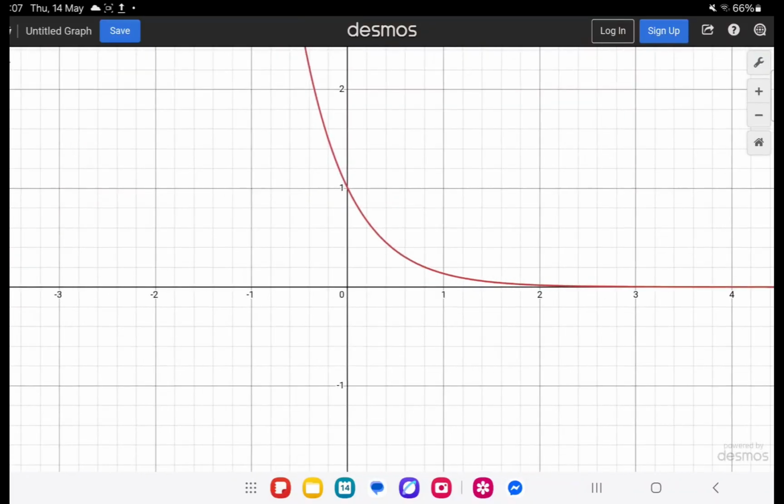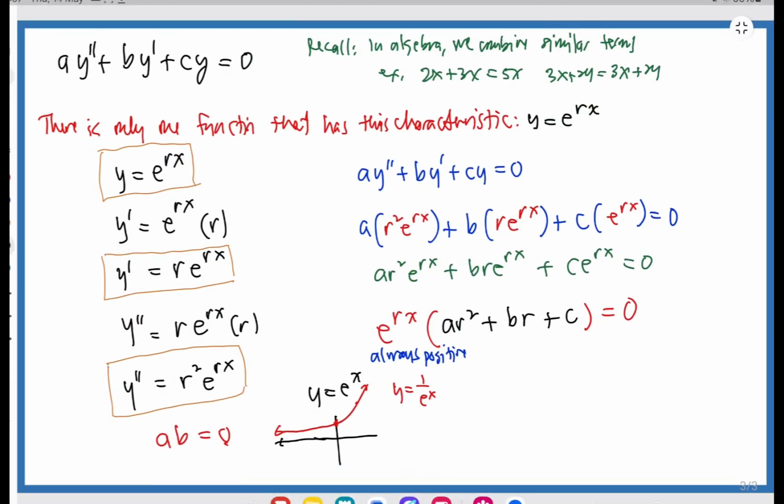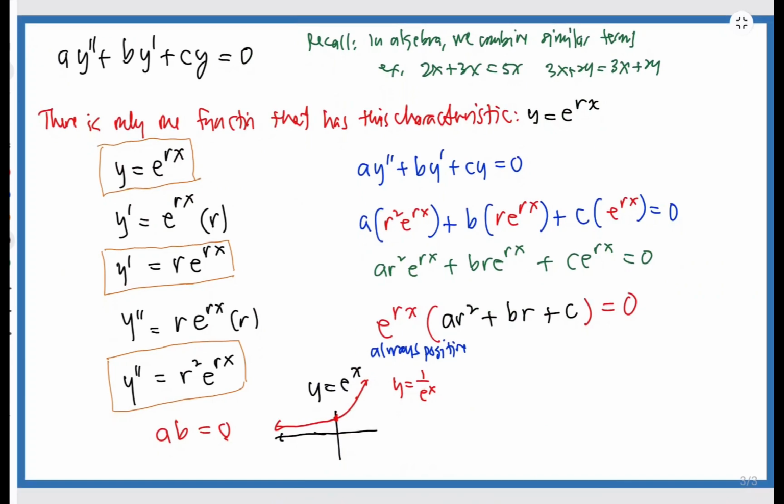So the point is that y equals e to the x, where x can have a positive or negative coefficient, y can never be 0. So if e raised to rx is always positive and cannot be 0, then we are forced to set the second factor to 0.